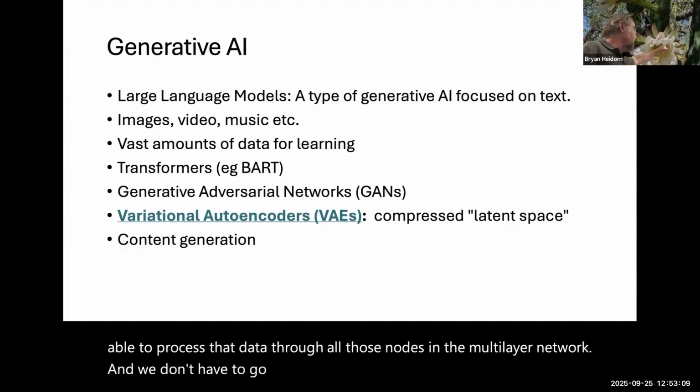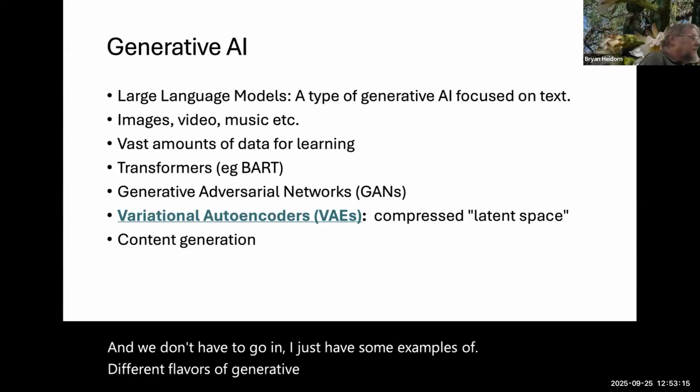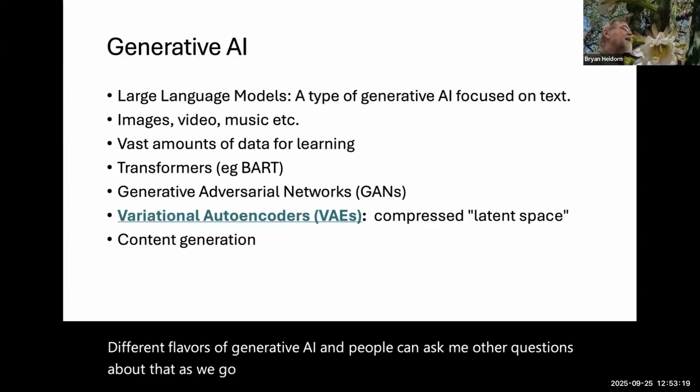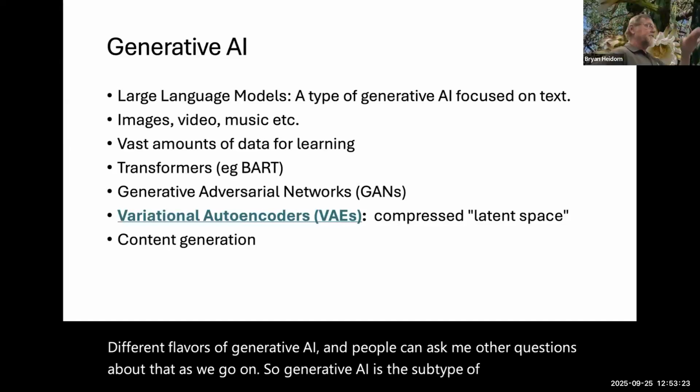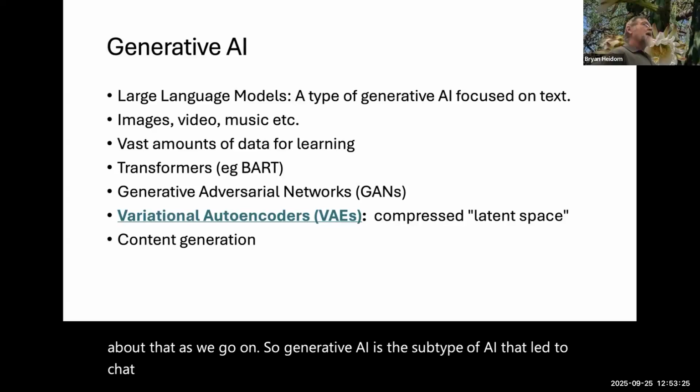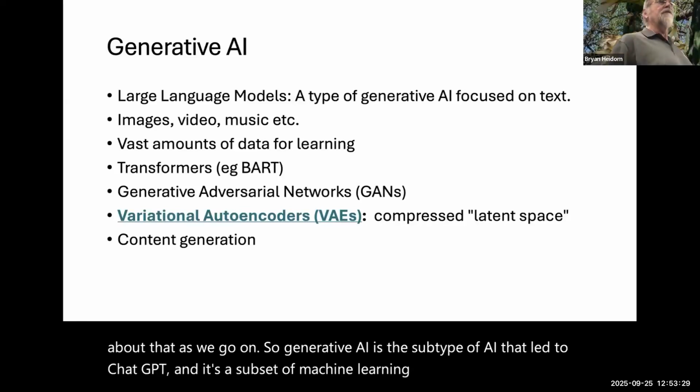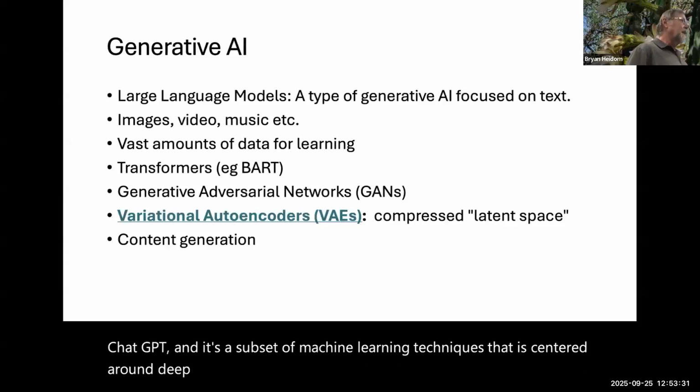I just have some examples of different flavors of generative AI, and people can ask me other questions about that as we go on. So generative AI is the subtype of AI that led to ChatGPT, and it's a subset of machine learning techniques that is centered around deep learning models with many layers of many layer neural networks.